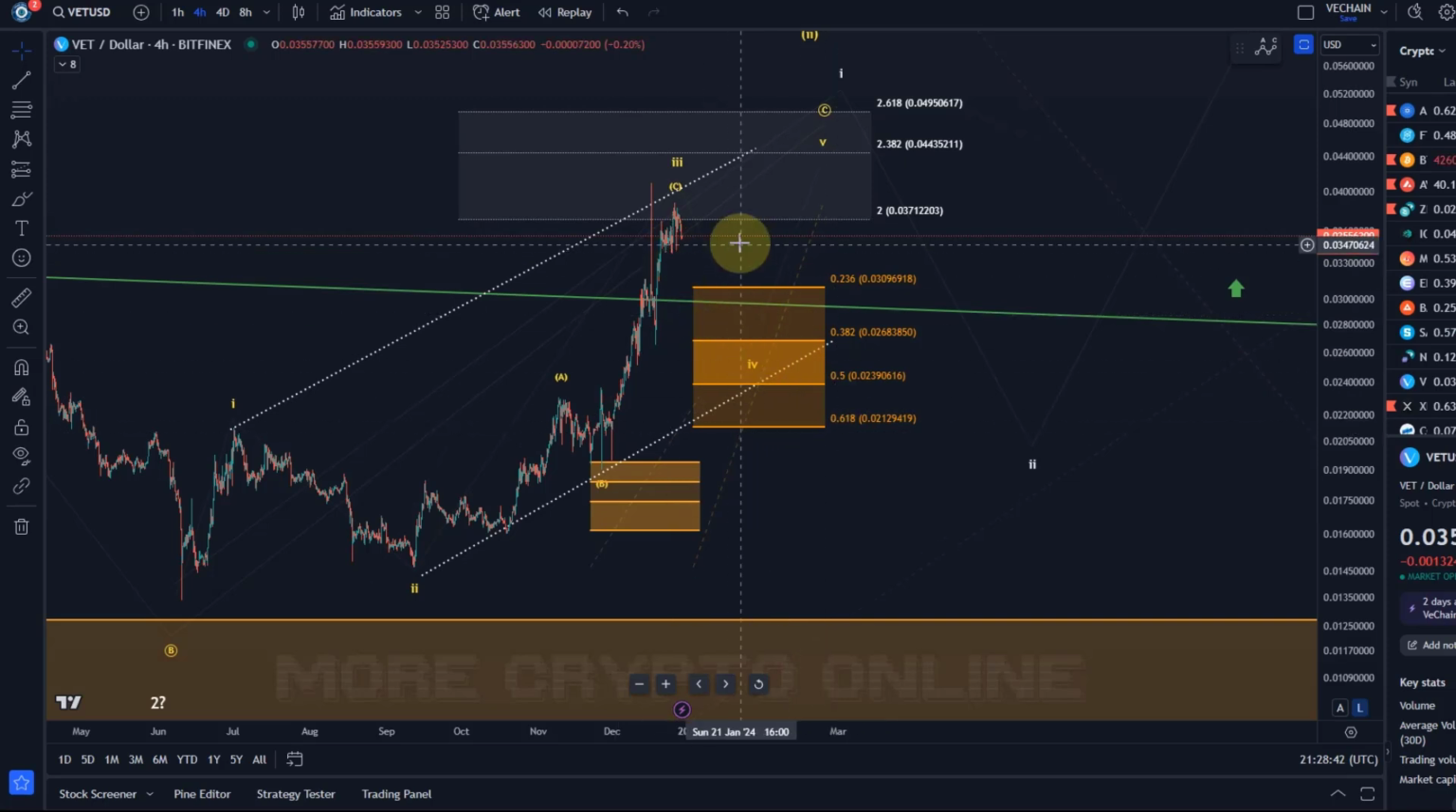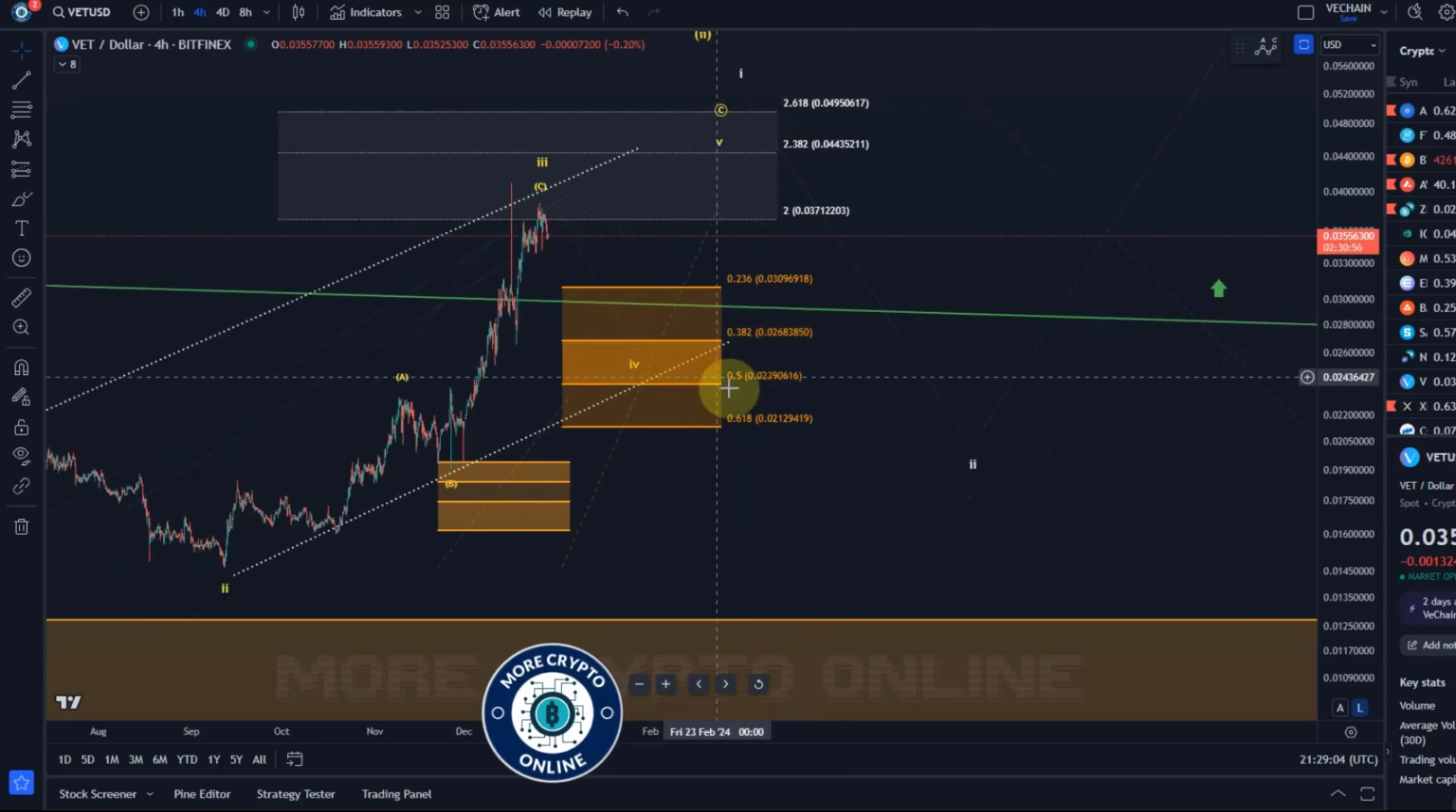So the support area for the wave 4 is currently defined between 2.1 cents and 3 cents, or 3.1. That means we have to watch just these Fibonacci levels once the price comes lower and starts the wave 4. At the moment, I haven't got any evidence that the wave 4 has started, but we have to watch these levels for a potential reaction.